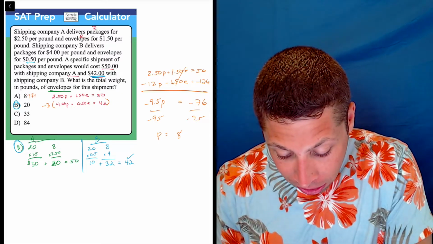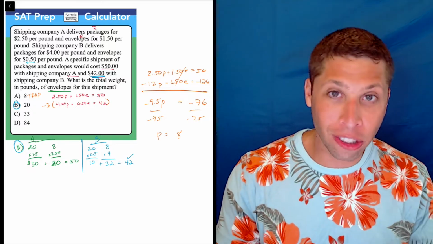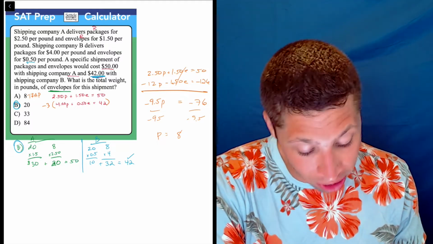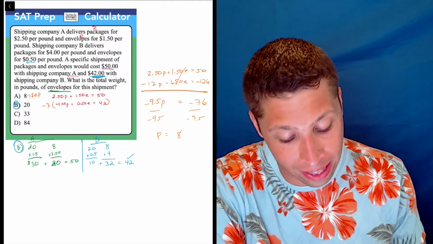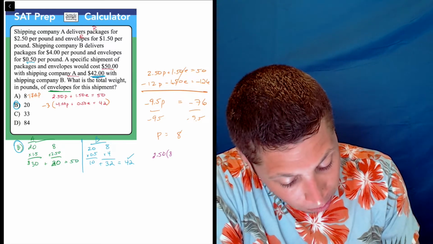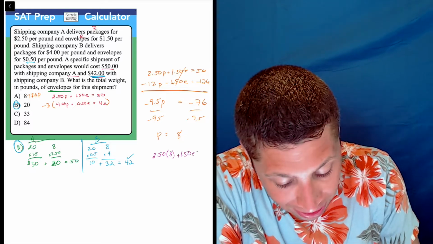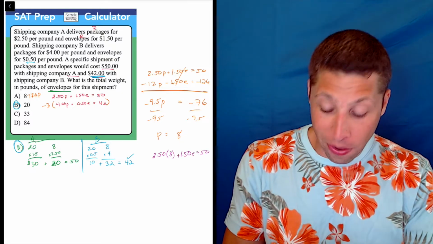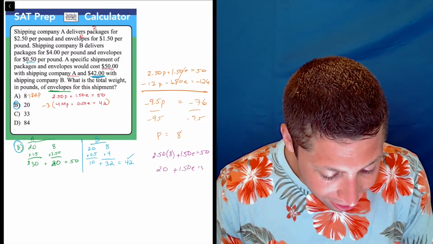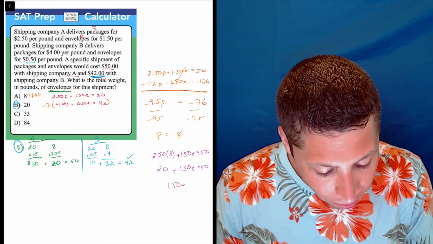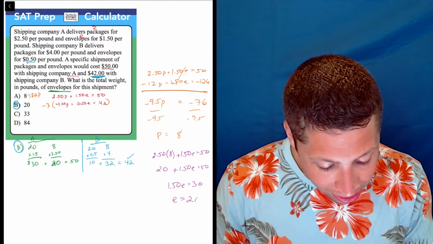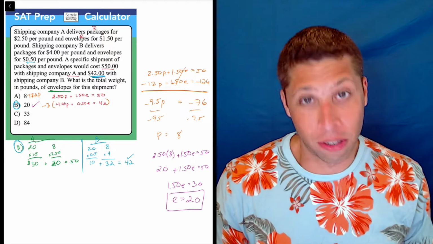But notice that's a trap answer there because that is choice A. What we actually need, though, is the value of E. We just found the value of P, but this time it's easy to solve for. Just pick one of the equations, plug your P in, and then solve. So I'm going to go back to the original equation where we have 250 times P plus 150e is equal to 50. 250 times 8 is 20 plus 150e is equal to 50. Subtract the 20. 150e is equal to 30. Divide by 150, and we get e is 20, which was the answer we found.